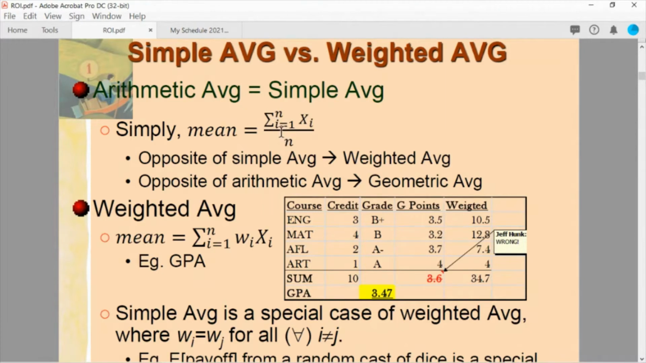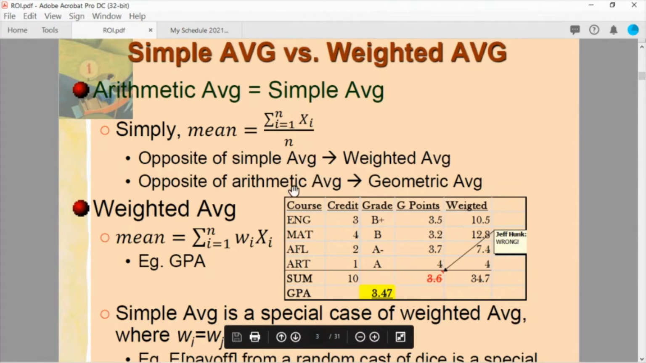This means the sum of all the x_i's. i means individual data, so individual x, where i runs from 1 through n. Of course, there must be a first data point, a second data point, 1, 2, 3, 4. And in this class, there are 25, so n will be 25. And you divide it by 25.